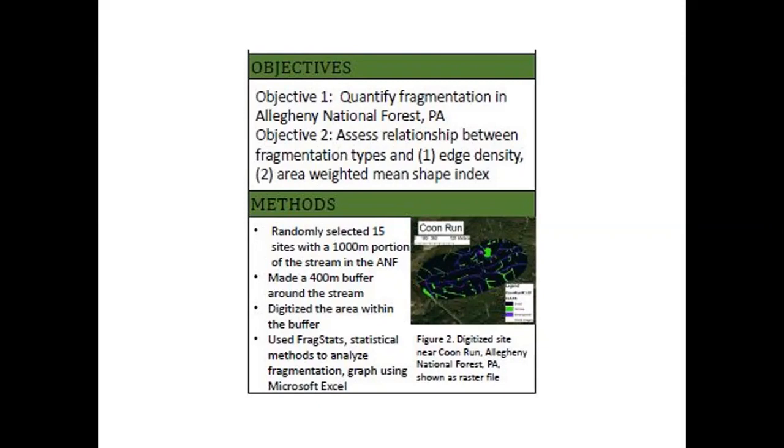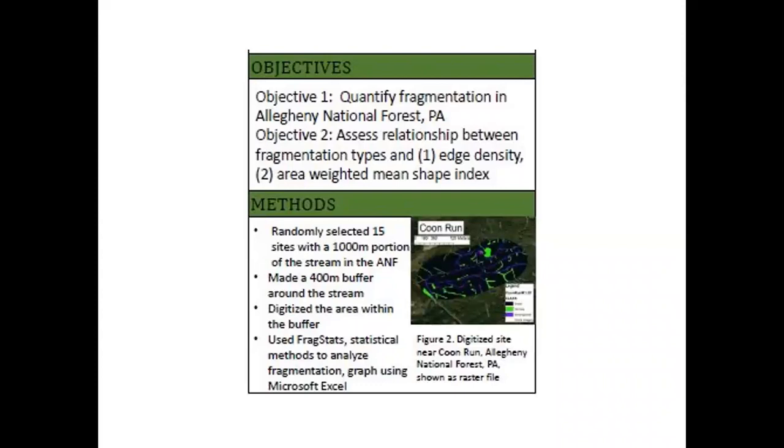We then created a 400-meter buffer around the stream section. A buffer is simply a hollow, digital polygon that surrounds a section of the stream. We then digitized the land within the buffer to classify it by land type. Digitizing is the process of creating polygons within a shapefile, which represent different classes of land use over aerial imagery.